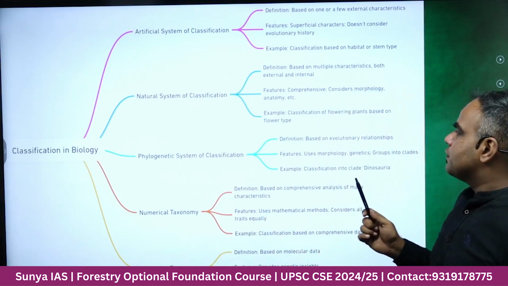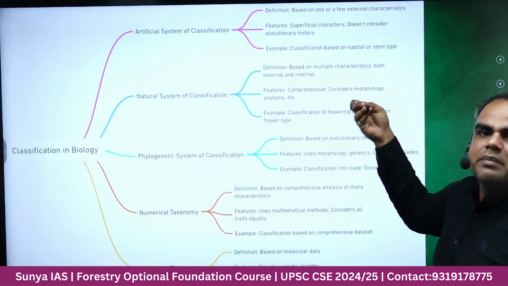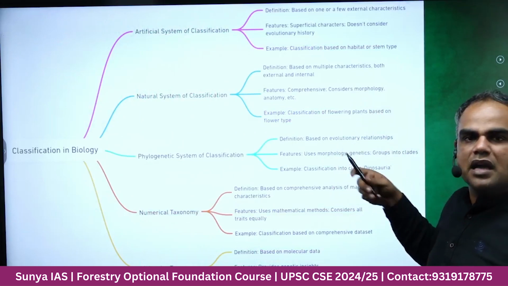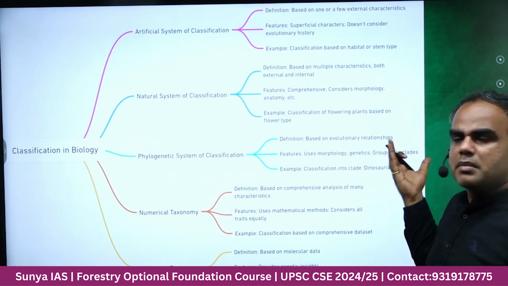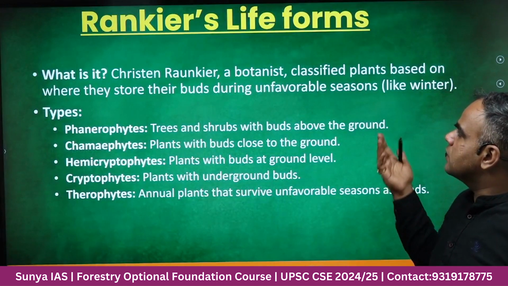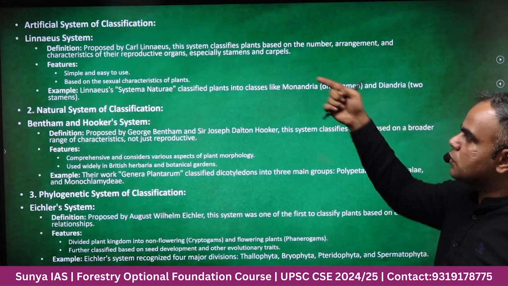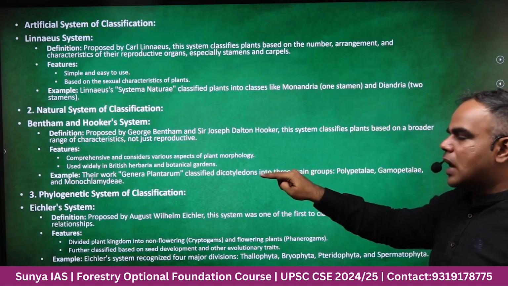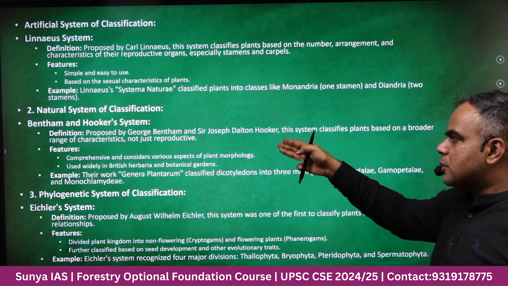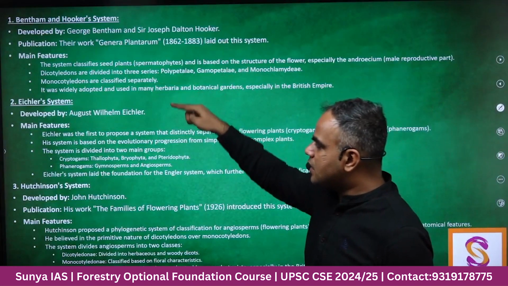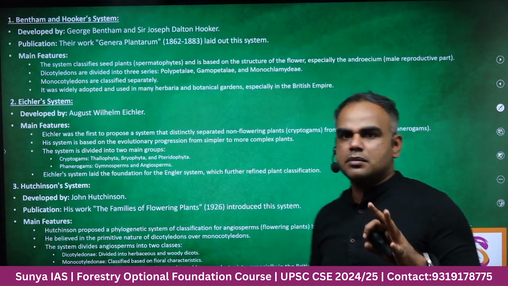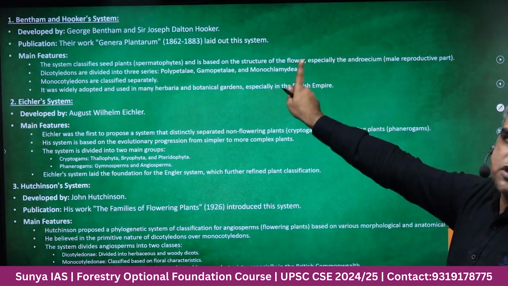Now within this there are some famous botanists who have done their work, right from, I think I told you, Bentham and Hooker. There is also the work of Raunkiaer, the work of Linnaeus, and Eichler. And when we read about Bentham and Hooker, that also has works of, let's say, the Eichler system, the Hutchinson system. But out of this, one of the most famous is Bentham and Hooker.